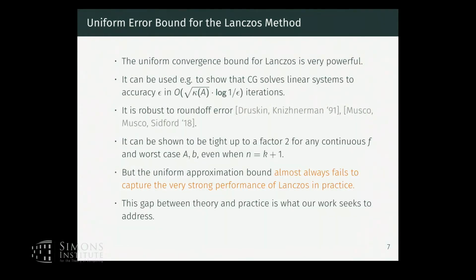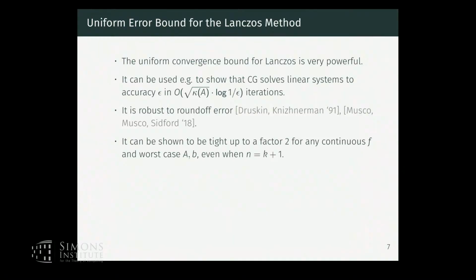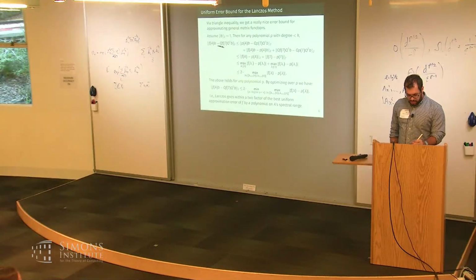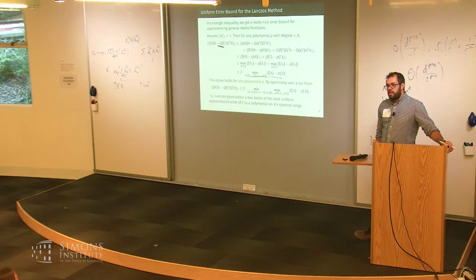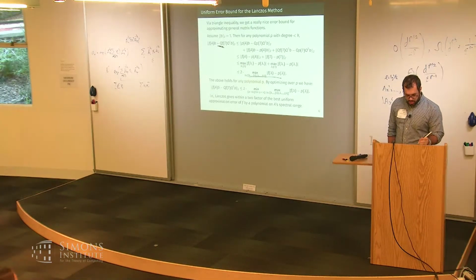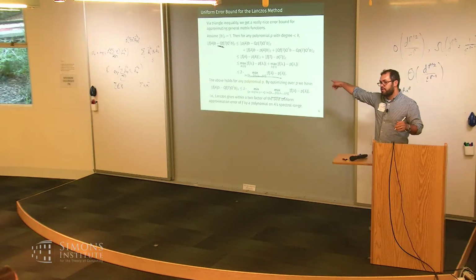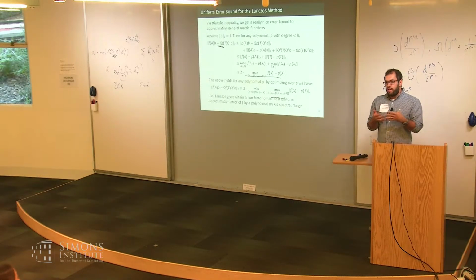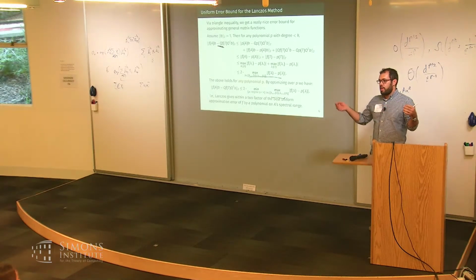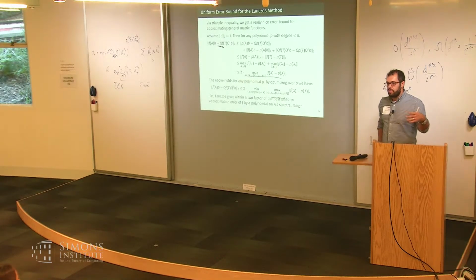Note that this error bound doesn't depend on B, which already tells you it could be kind of loose in some sense. The error bound also doesn't depend on the actual eigenvalues of A. It only depends on the range of eigenvalues, and if people have run CG, you know that the convergence depends a lot on the shape of the spectrum, not just its range. So this is another reason why this is loose.